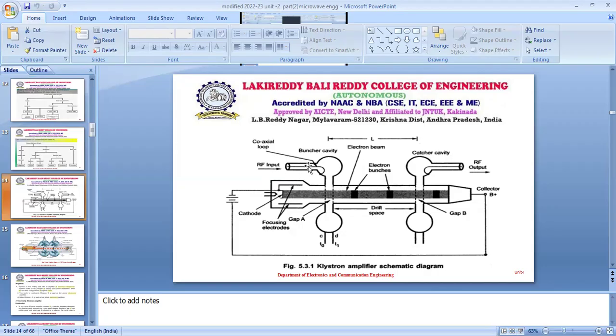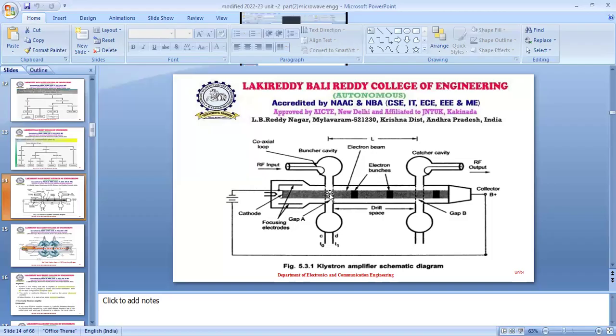Here, two important cavities are there. One is a buncher cavity, also called the input cavity, and the second one is a catcher cavity, or output cavity. Because of these two cavities only, it is also called a two cavity klystron amplifier. Coming to this input cavity, a small RF signal is given to this probe or coaxial loop, and these electrons and the RF signal will interact in this gap, called gap A or buncher cavity.